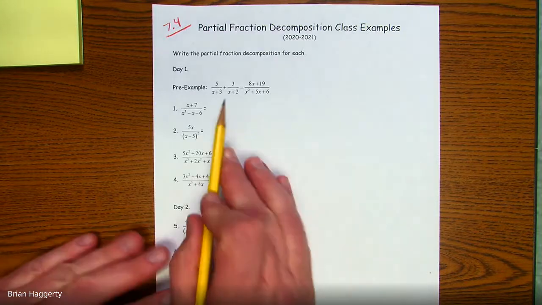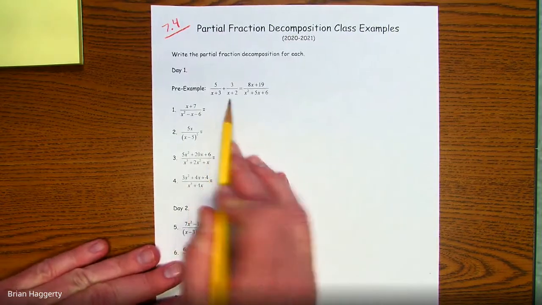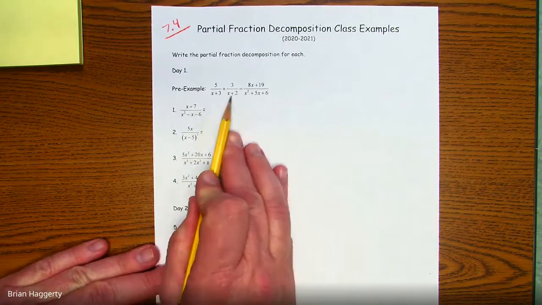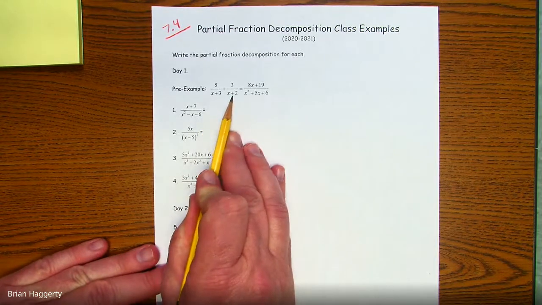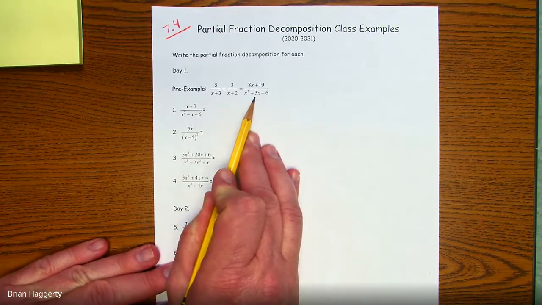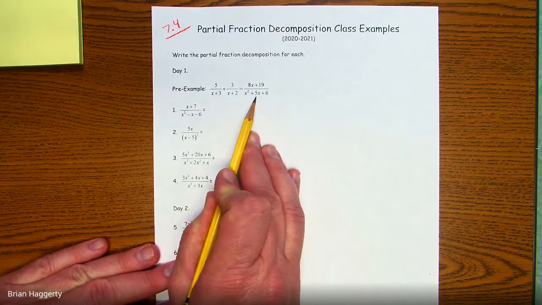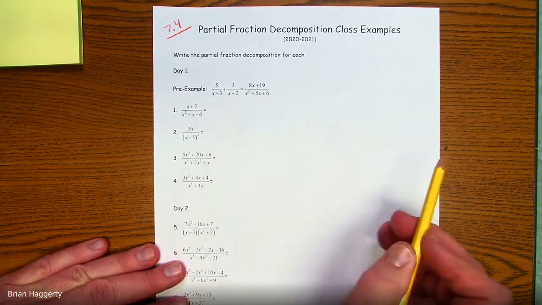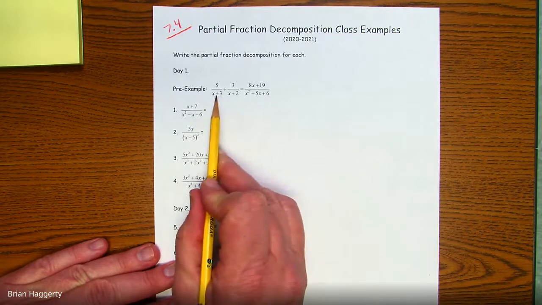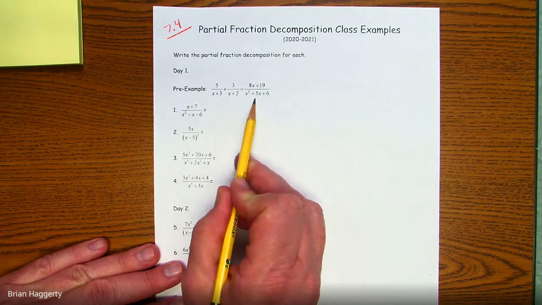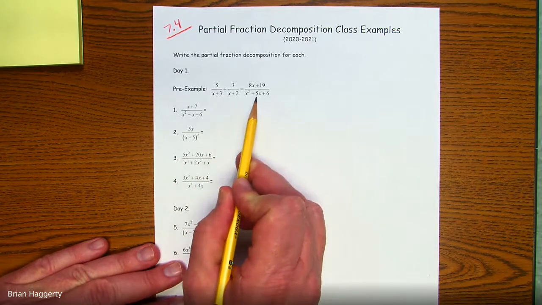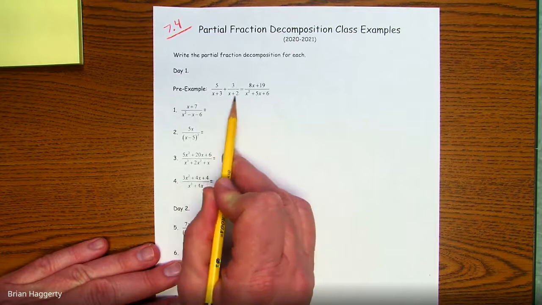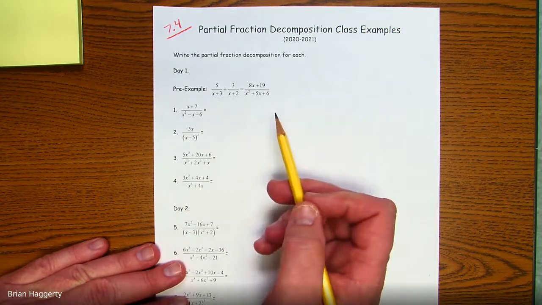So for this pre-example right here, one thing that we know how to do is if we're given two smaller individual fractions, can we add them up to get a more complicated single fraction? What we're going to be doing today, tomorrow, and through Thursday of this week is going to be, instead of starting with two smaller fractions and adding to get one bigger one, we're going to start with one bigger one and break it up into these two smaller individual fractions.